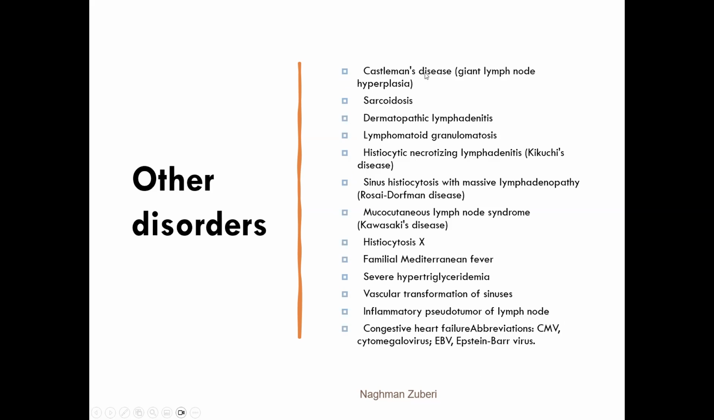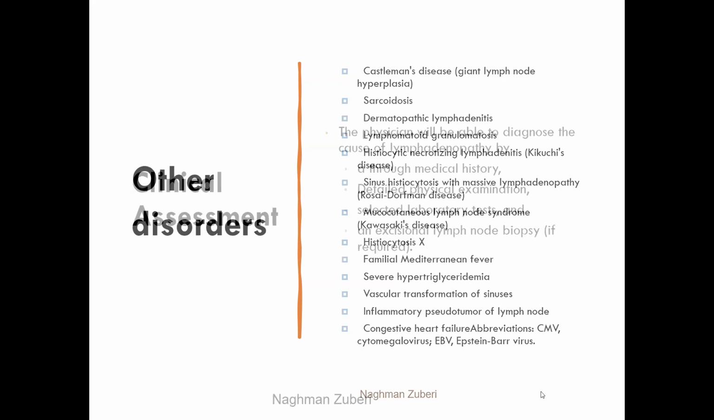Other problems like Castleman's disease, giant lymph node hyperplasia, sarcoidosis, dermatopathic lymphadenitis, lymphomatoid granulomatosis, histiocytic necrotizing lymphadenitis, then sinus histiocytosis with massive lymphadenopathy, that is Rosai-Dorfman disease, then the mucocutaneous lymph node syndrome, which is also known as Kawasaki disease, histiocytosis X, familial Mediterranean fever, severe hypertriglyceridemia, vascular transformation of sinuses, inflammatory pseudotumor of lymph node, and then congestive cardiac failure, etc.